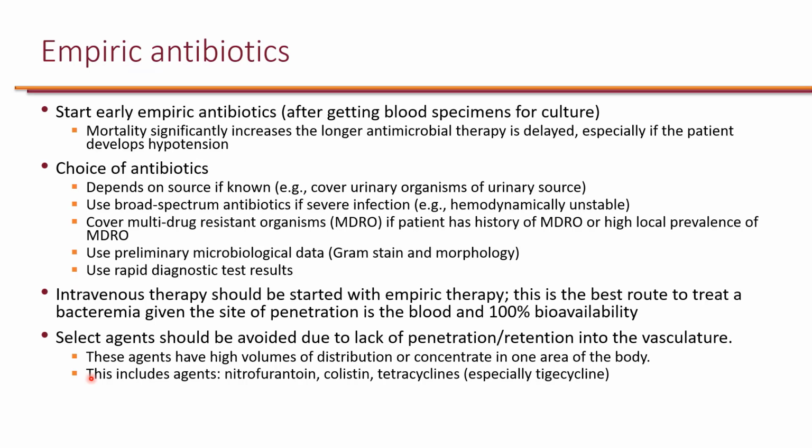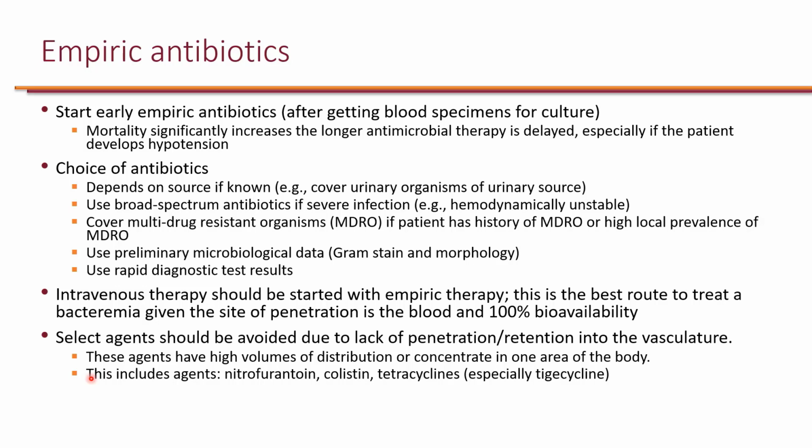Now, for the empiric treatment of bacteremia, it is important to start treatment early in order to decrease the rate of mortality. And the choices of antibiotics really depend on the source if known, and also on the history of the patient. So for example, if the patient has a history of multi-drug resistant organism, then broader antibiotics are needed empirically. And of course, tools such as gram stain as well as rapid diagnostic tests are available to optimize the empiric therapy as soon as possible.